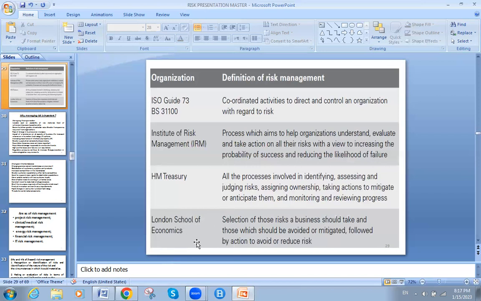London School of Economics also has a definition for the risk, which means selection of those risks a business should take and those which should be avoided or mitigated, followed by actions to avoid or reduce risk. In the four definitions, we didn't say to totally avoid the risk, but you can handle also the risk or accept it.